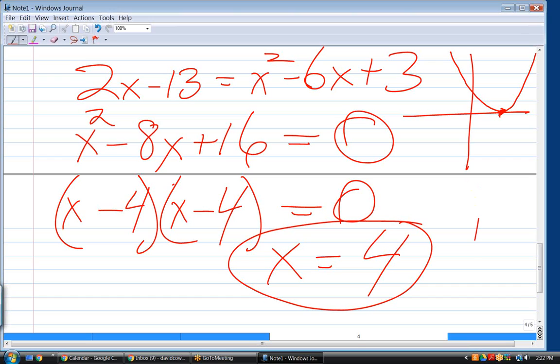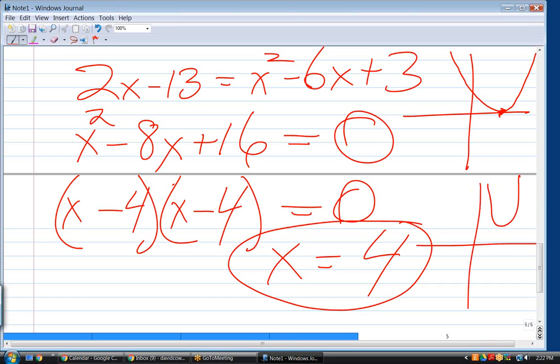Now, if it doesn't hit the x-axis at all, let's say it's a parabola like that, then that means it does not have any real zeros. Both zeros are imaginary. When you have imaginary zeros, you do not cross the x-axis. If my parabola looks like this, I got two zeros. I got one there, and they're both real.